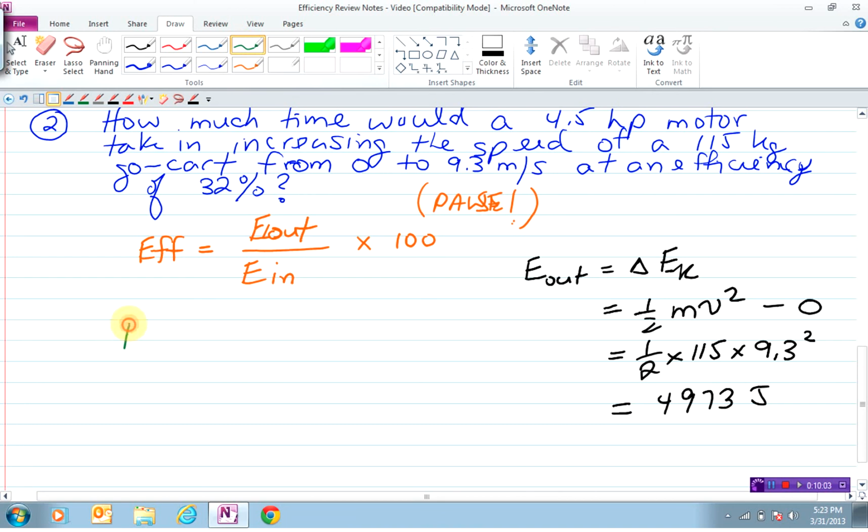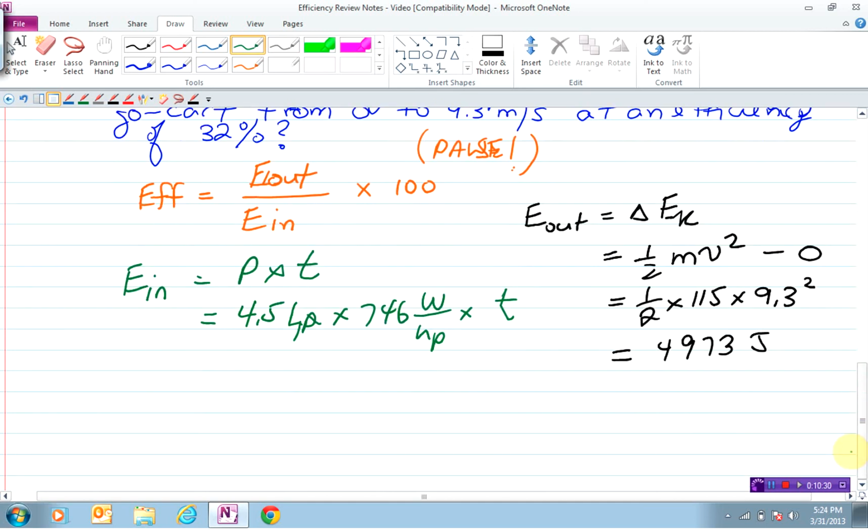The energy that we had to put in to make this happen is going to be equal to power times time. And the power we have is 4.5 horsepower, again, times 746 watts per horsepower. And then the time, we don't know what the time is. We're going to actually find what that time is. So that'll be the unknown.